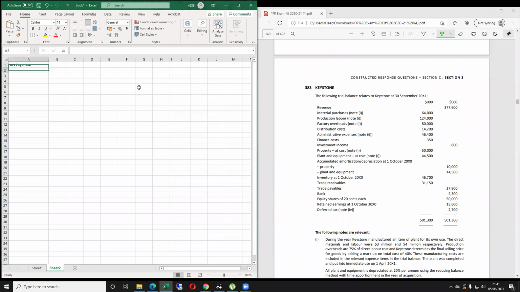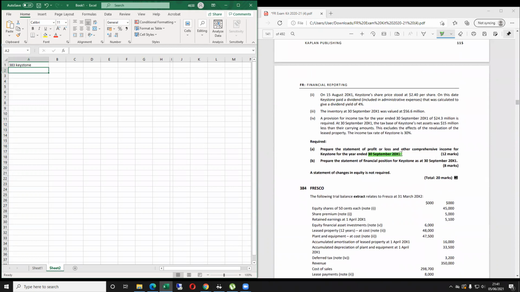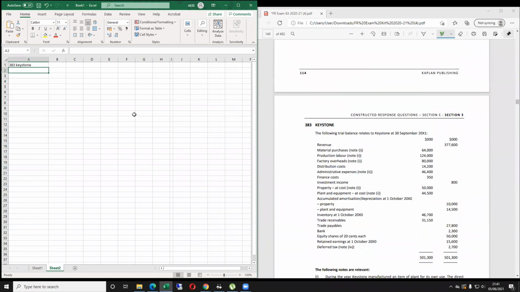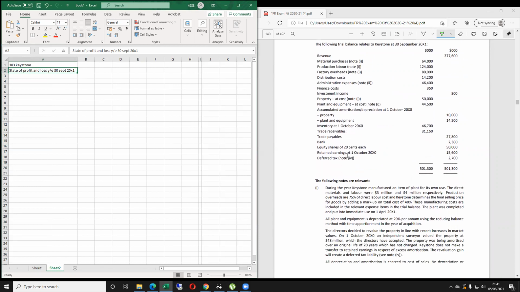Okay, done. So we were discussing the keystone, right? So let's attempt keystone. All you need to do first is check which one is our tax year. So the tax year is 30th September X1. The first thing you're gonna do is, what are we making? Statement of profit and loss, for the year ended 30th September 20X1.